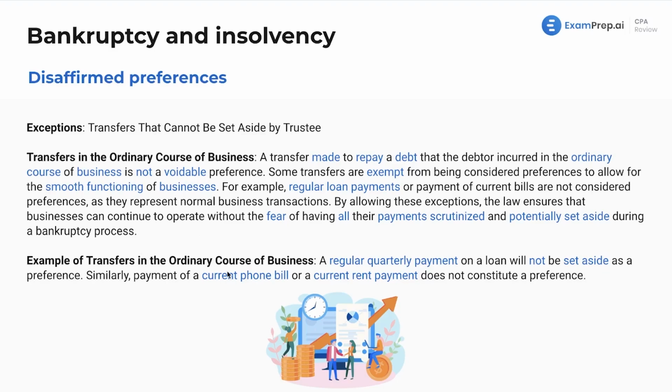Example of transfer in the ordinary course of business. A regular quarterly payment on a loan will not be set aside as a preference. Similarly, payment of a current phone bill or a current rent payment does not constitute a preference.